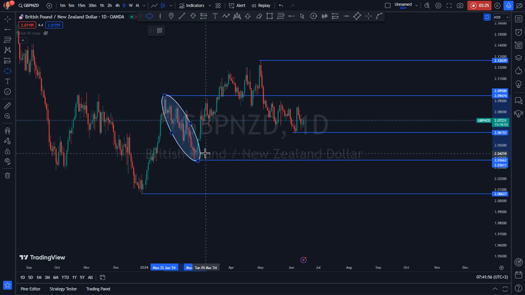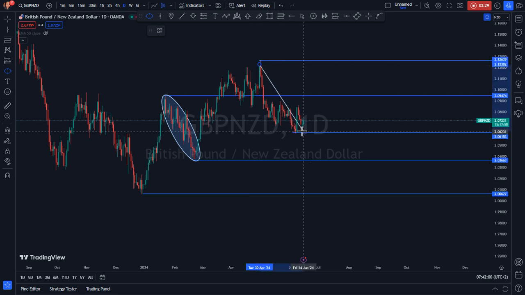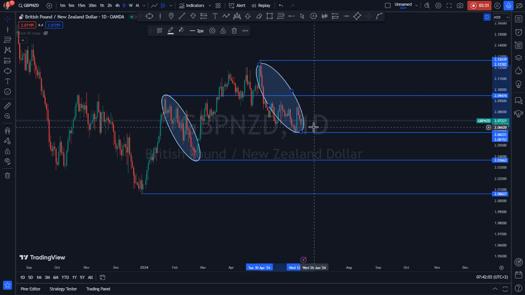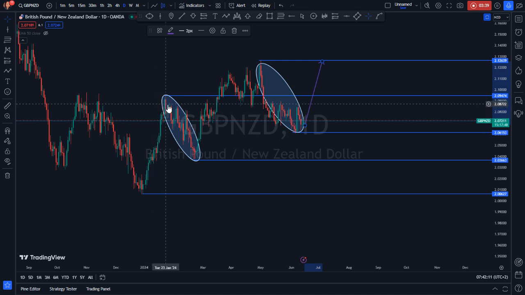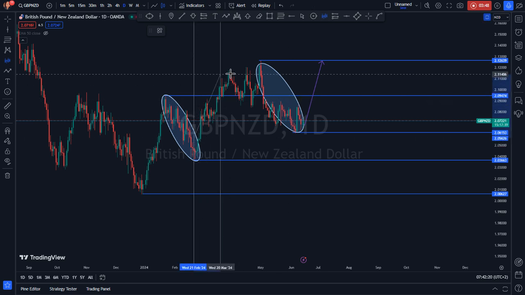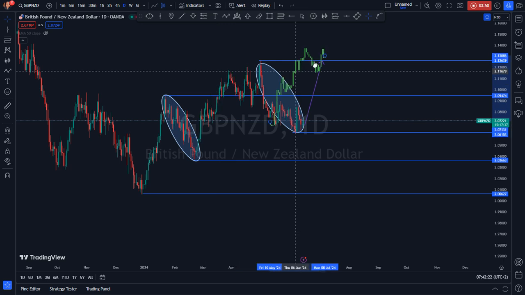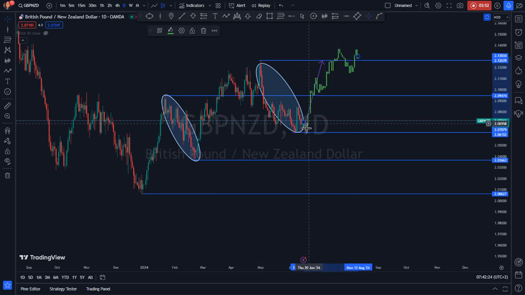So this being your correction, and then this being your correction as well. So which means we just want to study the correction phase, so that we can catch the new impulsive phase that is about to form up. As you can see, this was the impulsive, and then it corrected. This is the move that we would have wanted to catch. So in this case as well, we might do something which looks like this, trying to catch this new impulsive phase.